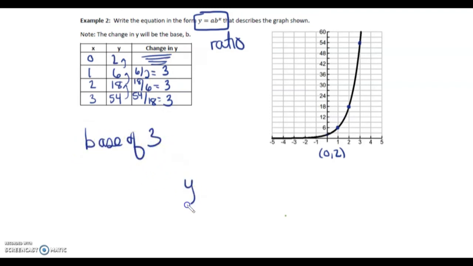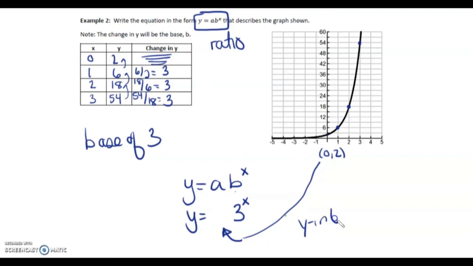Okay, so when we have y equals ab to the x, our base is going to be 3. x is normal. And our a value is going to be that y-intercept, so it's actually 2. So our equation is y equals 2(3)^x. That's the base, and this is the a.